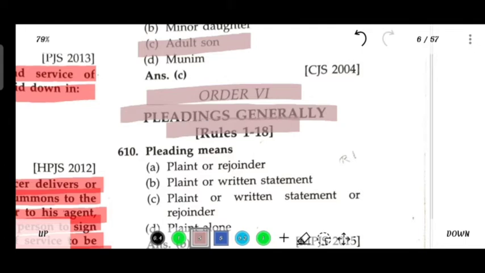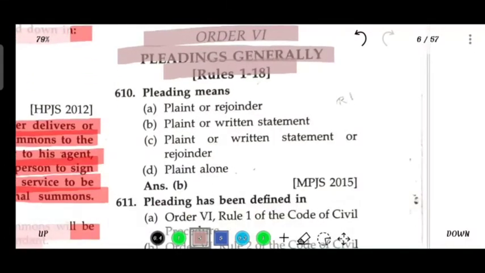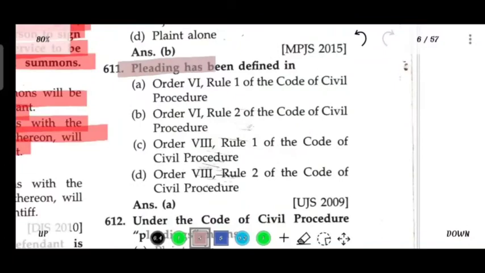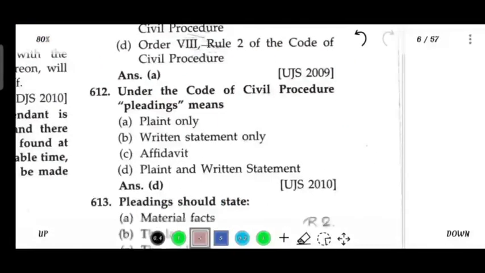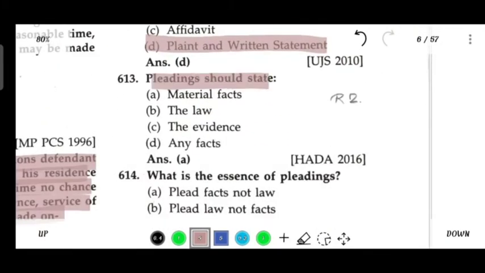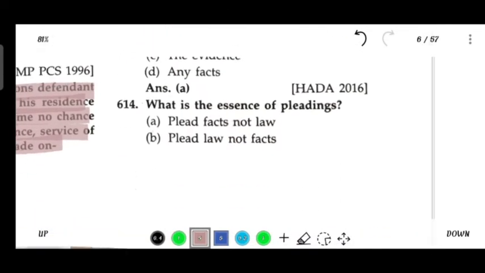Order 7. Pleading generally. Rules 1 to 8. Pleading means plaint or written statement. Pleading has been defined in Order 6, Rule 1 of the CPC. Under the CPC, pleading means plaint or written statement. Pleading should state material facts.